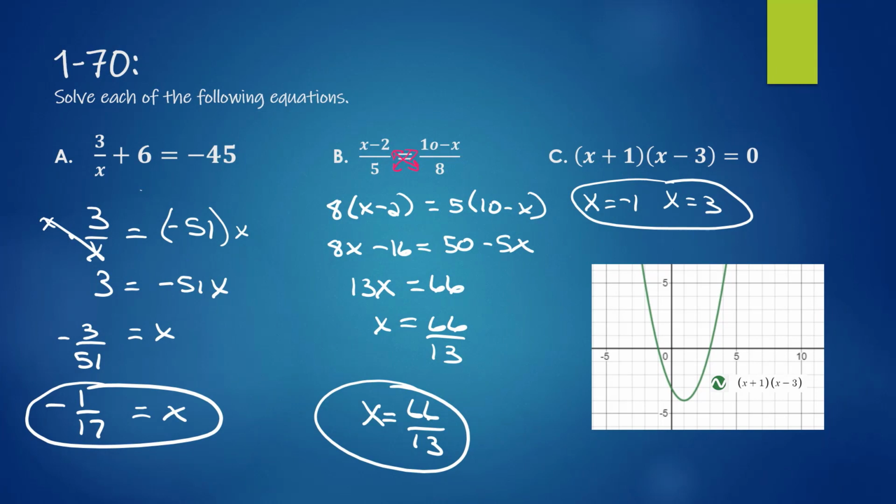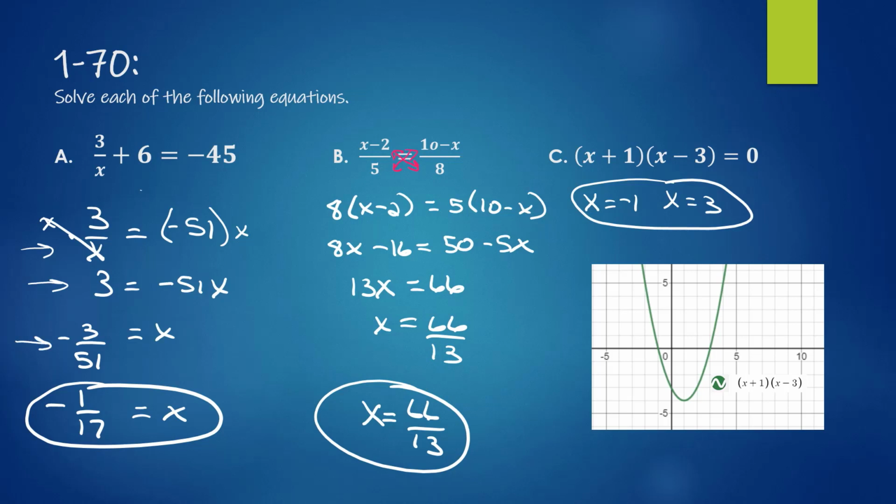1-70 is more algebra, which, I mean, that's pretty good. I like algebra. Okay, part A is asking us to solve for x. They all are asking us to solve for x, but they're all going to look a little different. So originally, you see what I did here? I multiplied both sides by x. Then I get 3 equals negative 51x.